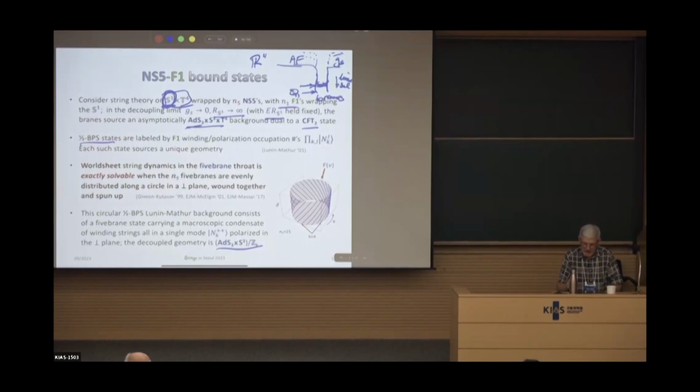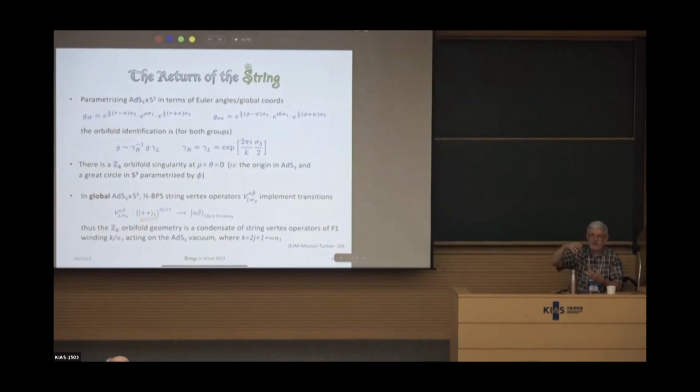The background that's this orbifold is one where you basically take all of the winding, you put it into a single kind of string winding mode with a single polarization that describes this particular two-dimensional plane that the strings are spread out in. Okay, so that particular state can be thought of as an excitation away from the AdS vacuum by a macroscopic amount, where the state k equals 1 is the vacuum, and the state, say, k equals 2 or k equals 3 is what you get by applying some number of string vertex operators to the background, but not just a few of them, but some amount of order n.